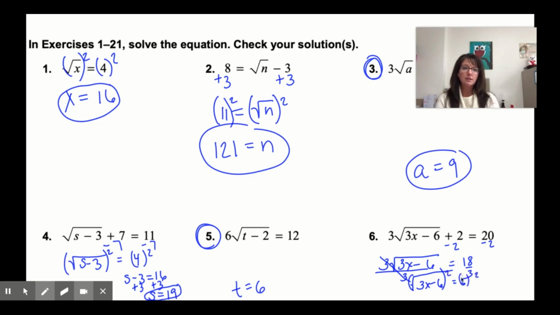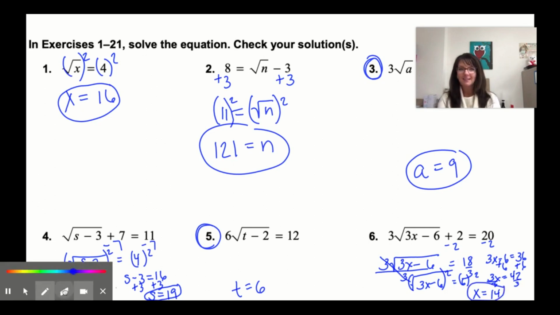Okay, so that's going to give us 3x minus 6 is equal to 36. We're going to add 6 to both sides. So 3x is equal to 42. Finally, divide by 3. And x is equal to 14. And you could check your work. There we go.